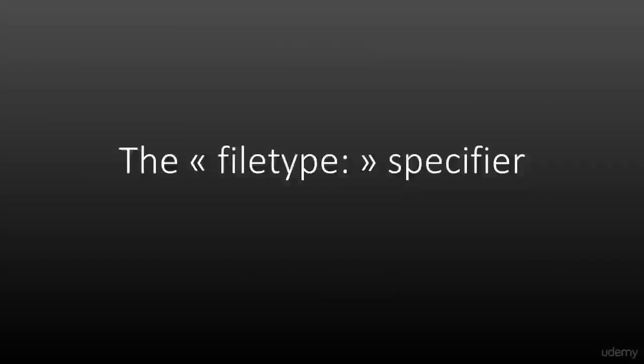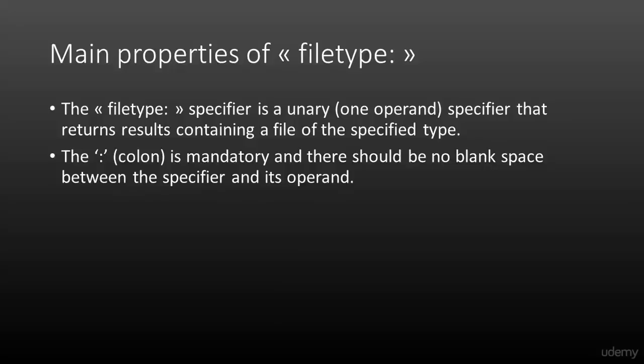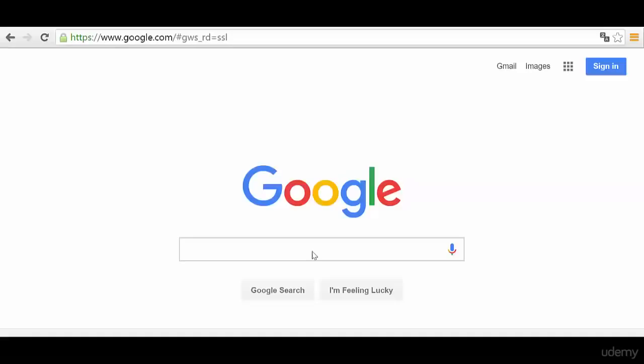Welcome to the section on the file type specifier. The file type specifier is a unary specifier. It takes one operand. What it does is that it returns results that contain a file of the specified type. The colon is mandatory and there should be no blank space between the specifier and its operand.